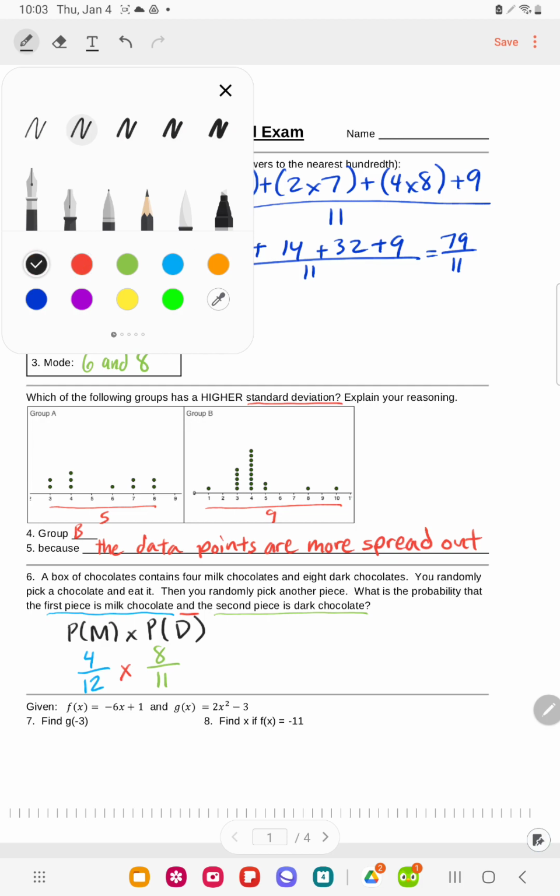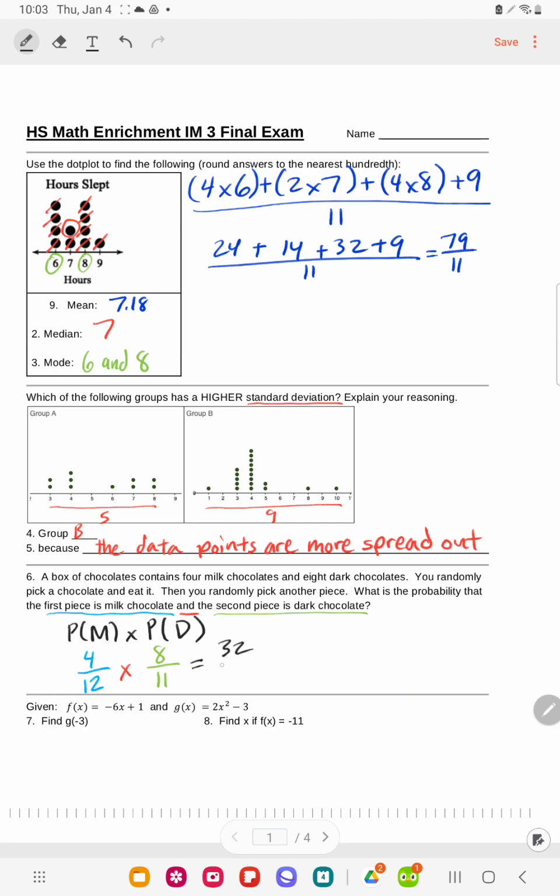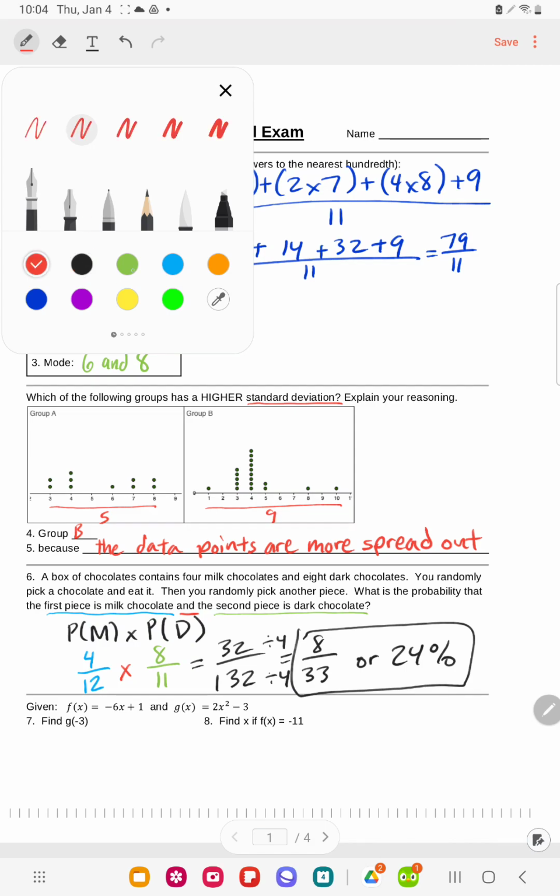So now we can just multiply the two values, and we get 4 times 8 is 32, and 12 times 11 is 132. And if we simplify that, we'll get 8 over 33. Divide the numerator by 4 and denominator by 4. And 8 over 33 could be your answer, or you can also say 24%. Either one works.